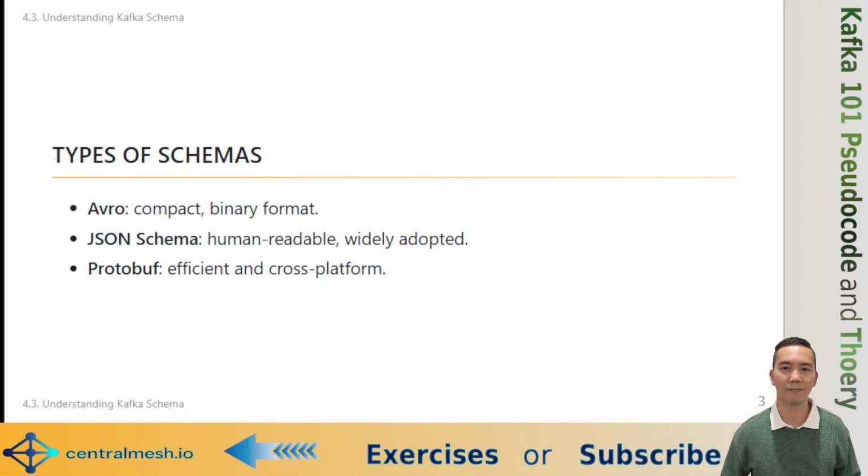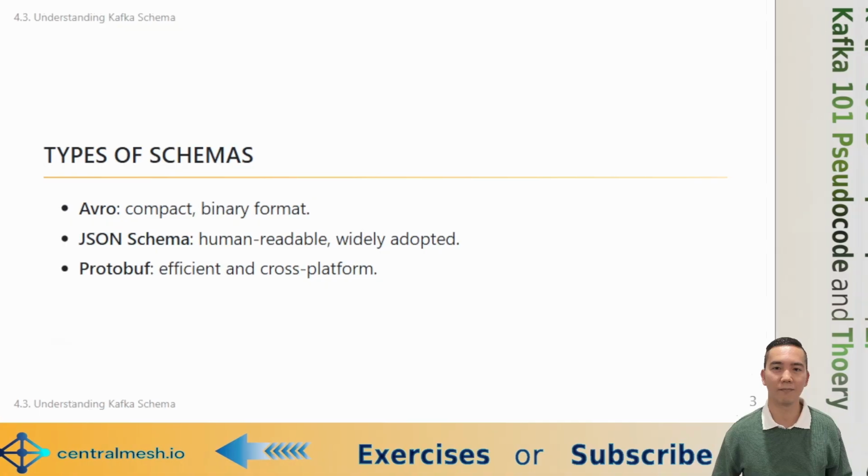There are a few different types of schema you commonly encounter. Avro. This is a compact binary format that is great for data serialization. It's efficient in terms of storage and transmission. JSON Schema. This format is human readable and widely adopted, making it easy to understand and debug. Protobuf, known for its efficiency and cross-platform support. Protobuf is also binary, but offers some additional features compared to Avro.